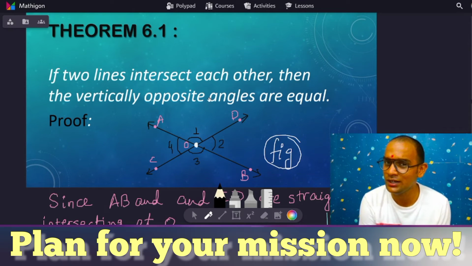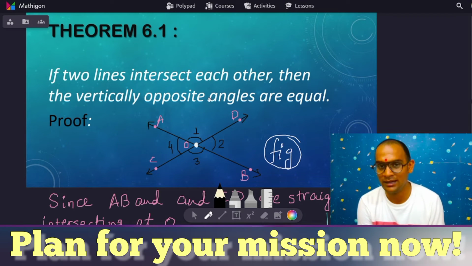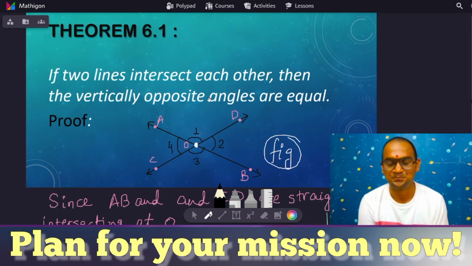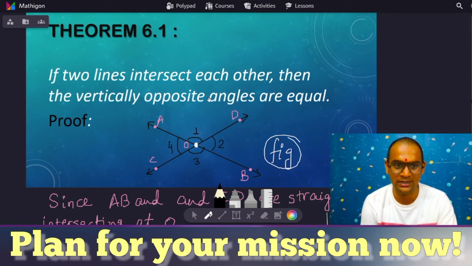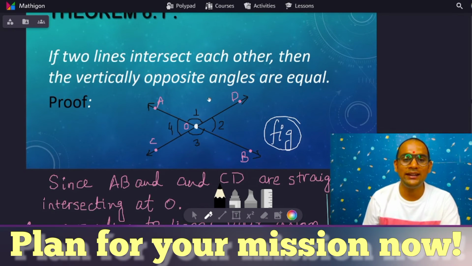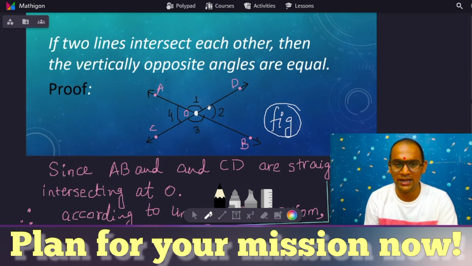What were the axioms we studied? Yes, you are absolutely correct. We studied the linear pair axiom, and we will try to understand this theorem with the help of the linear pair axiom. Let's begin. Now, if two lines intersect each other, then their vertically opposite angles are equal.